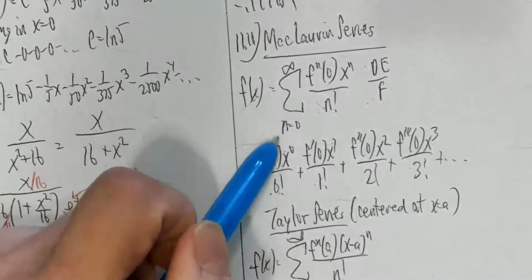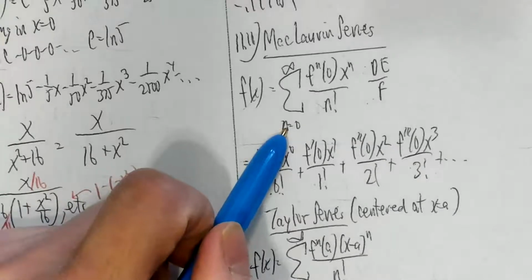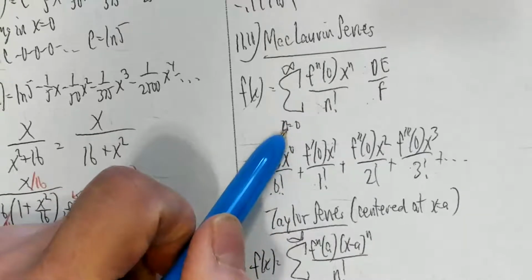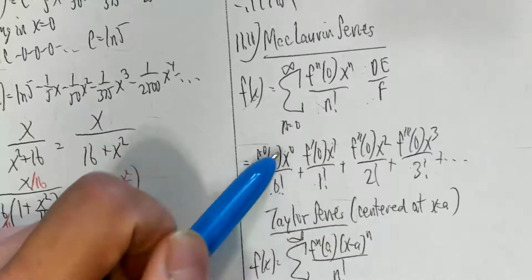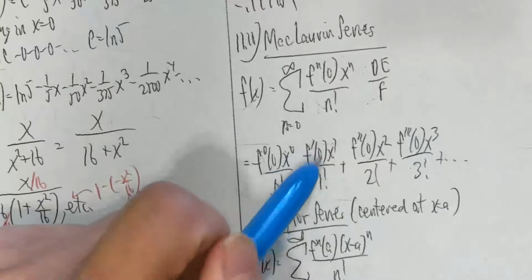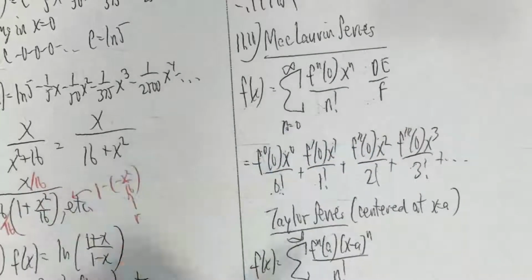So notice again, we're indexing beginning at 0 most of the time, unless it's not allowed, like if you're dividing by 0 or taking the natural log of 0. But for the most part, we're indexing beginning at 0. So it's the 0th derivative, exponent, factorial. First derivative, exponent, factorial. Second DEF. Third DEF.